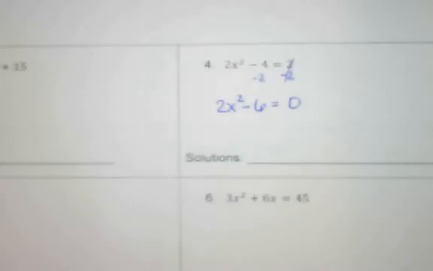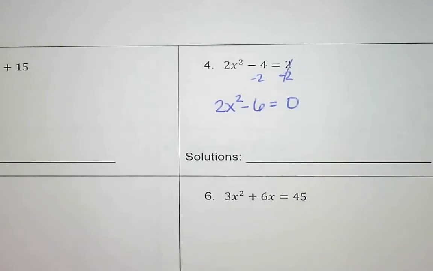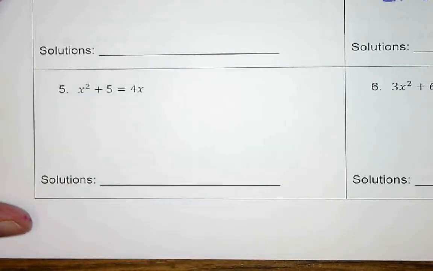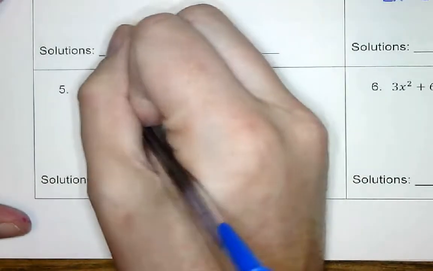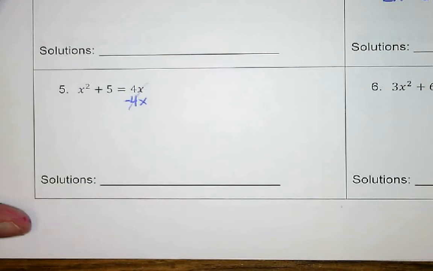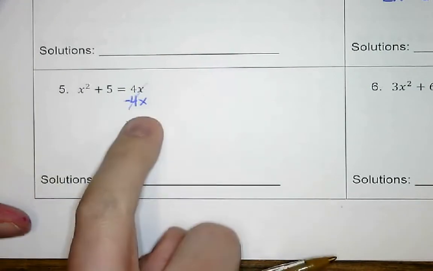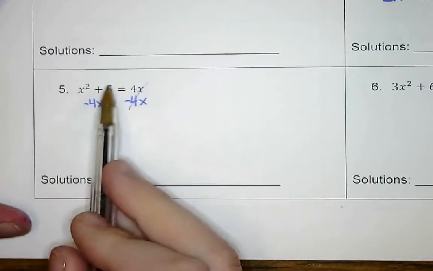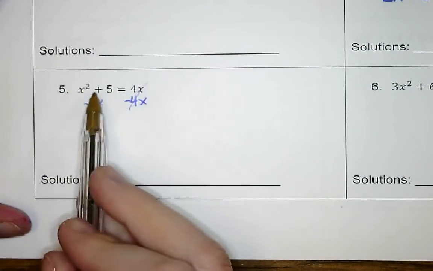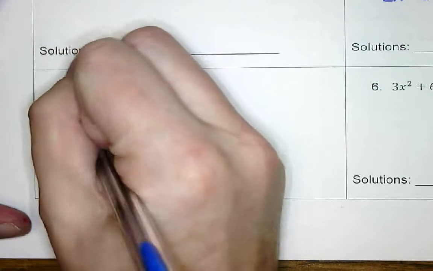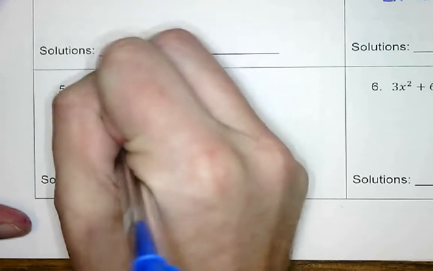All right, let's look at number 5. Is number 5 in standard form? No. So we are going to subtract this 4x off of here so it can be equal to 0. But if I subtract it off the left, I have to subtract it off the right. Do I have an x to subtract it from? No, so I just put it in the middle there because it's sad and doesn't have anybody. So we are really going to be graphing x squared minus 4x plus 5 equals 0. Do y'all feel good about that?